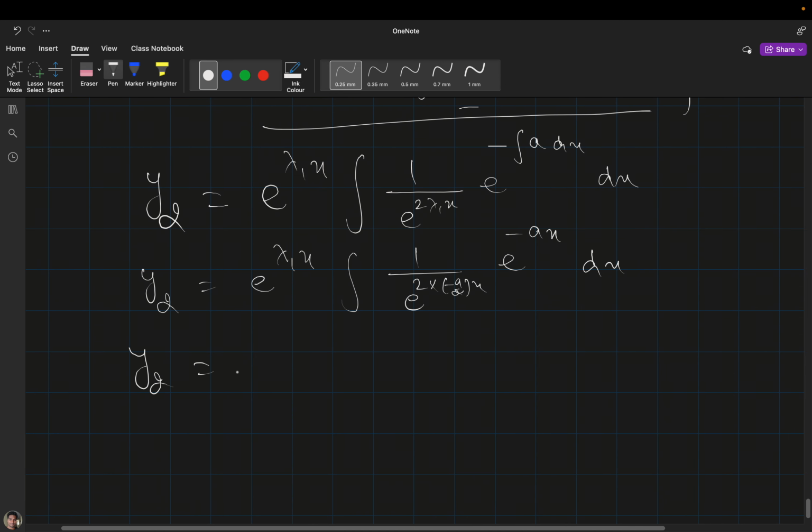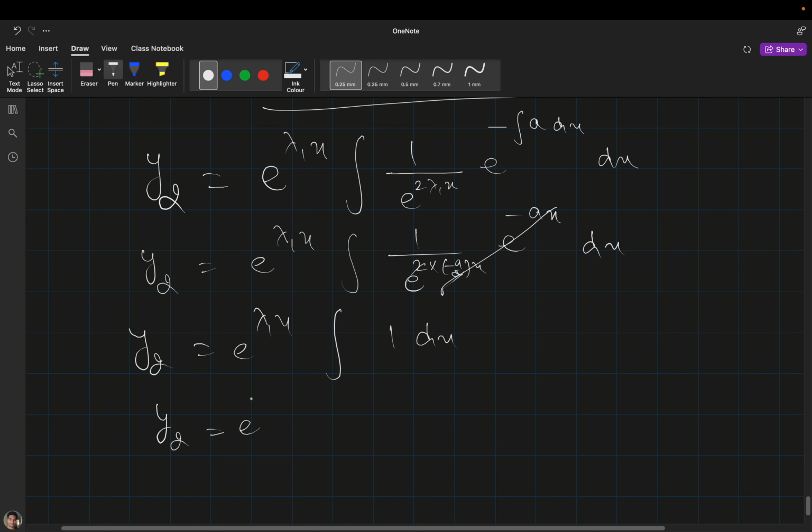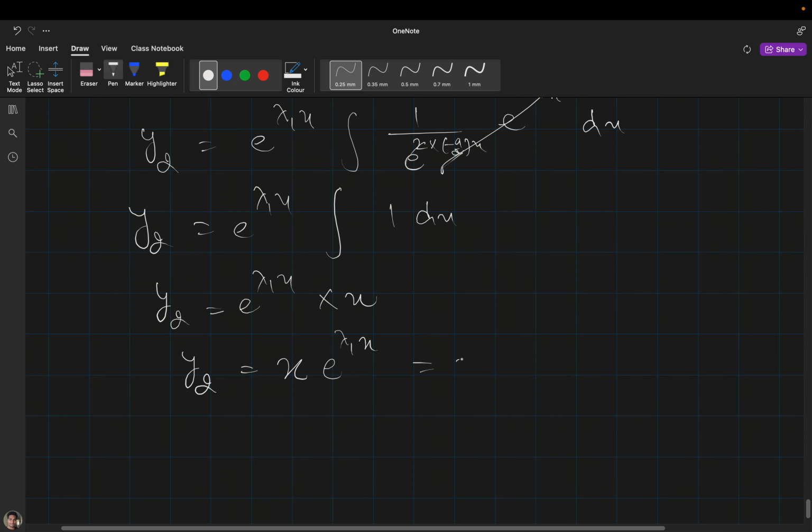So y2 will be e raised to the power lambda 1 x. Now you can see that this will be cancelled out. That will be 1 dx. So y2 will be e raised to the power lambda 1 x times x. So the other solution will be x times e raised to the power lambda 1 x. That is nothing but x times y1.